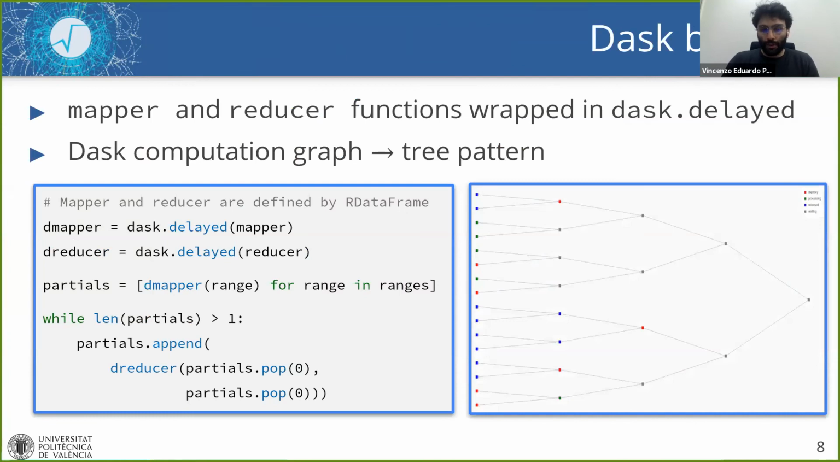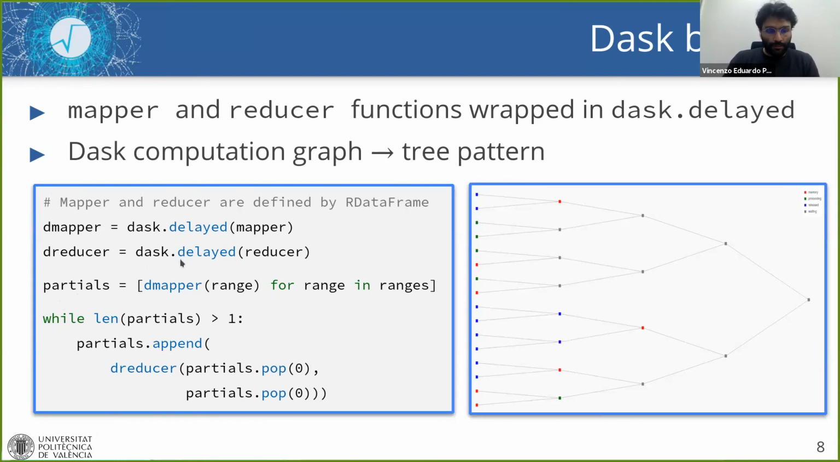So how does all of this translate to Dask? We already had the implementation for the mapper and the reducer functions in this distributed RDataFrame module, and we wrapped them in the Dask delayed decorator. With this, we're able to create our own computation graph in Dask, leveraging the tasks that we create within our data frame. And in code, that looks something like what you see on the left side of this slide.